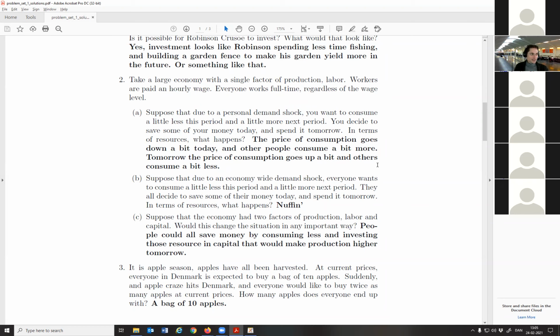So by assumption, if everybody wants to consume more on day one, they can't, because no more can be produced. And on day two, if they all want to consume a little bit less, they can't all consume less. I guess they could all consume less, but then they would just be wasting some of the production. There's no way to change the size of the pie, only its distribution. That's the idea.